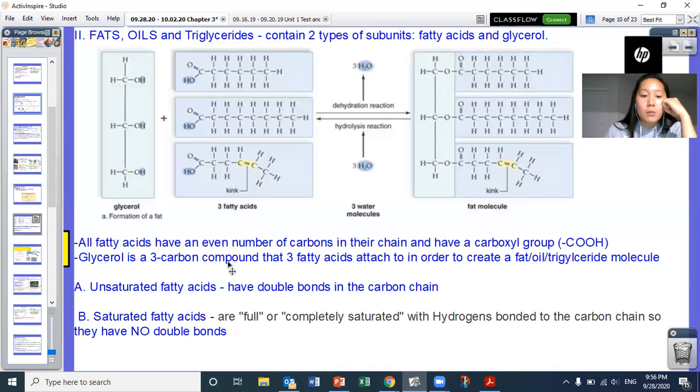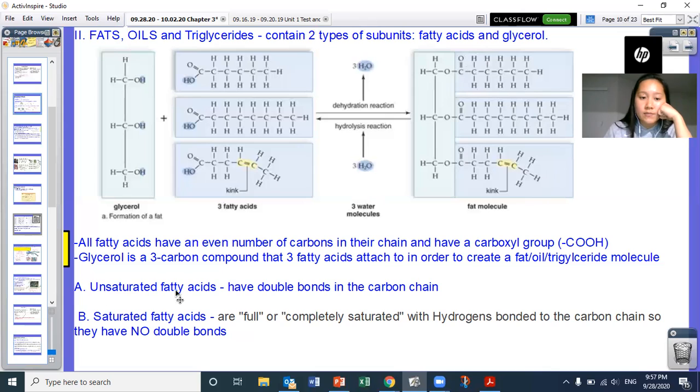Glycerol is a 3-carbon compound. So if you ever see this vertical 3-carbon compound, it's glycerol that has 3 fatty acids attached in order to create the actual fat, oil, triglyceride model. So this is called a triglyceride. The glyc comes from the glycerol, and the tri comes from the fact that there are 3 fatty acids attached to it. This is our usual structure for a fat or a lipid.